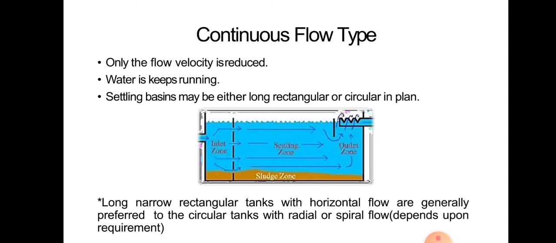Now coming to the second type, that is the continuous flow type. In this type there are again 2 types of continuous flow tanks, that is the horizontal flow tank and the vertical flow tank. Here the water is not at rest, but only the velocity will be reduced. That is, the water keeps flowing continuously, but the velocity of water will be reduced once it enters the sedimentation tank. In this case, the basins or the settling tanks are either long rectangular tanks, or they can be circular also in plan. Usually we prefer the rectangular tanks because that will be more effective.